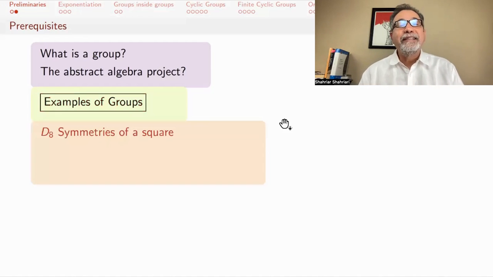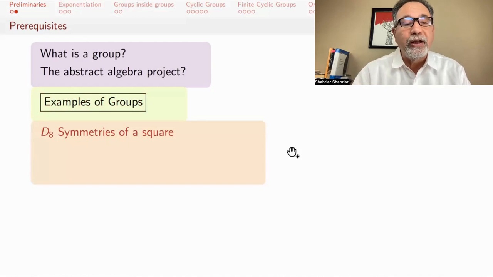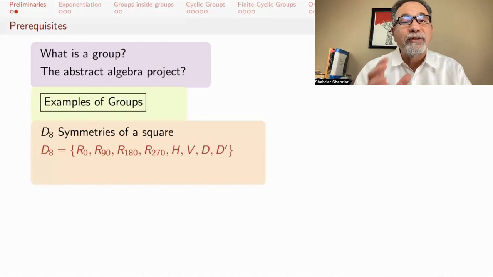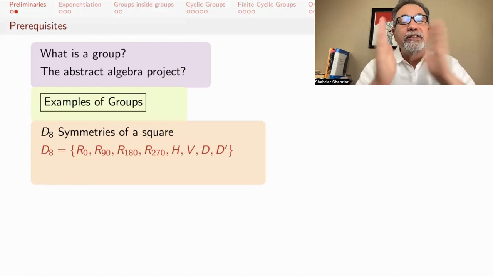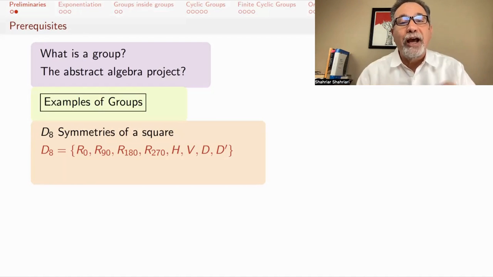For example, D8, the symmetries of a square. There are 8 of them. R0, that's a 0-degree rotation. R90, that's a 90-degree rotation counterclockwise. R180, R270, and then there are 4 reflections. H is the horizontal reflection, V is the vertical reflection, and there are 2 diagonal reflections.